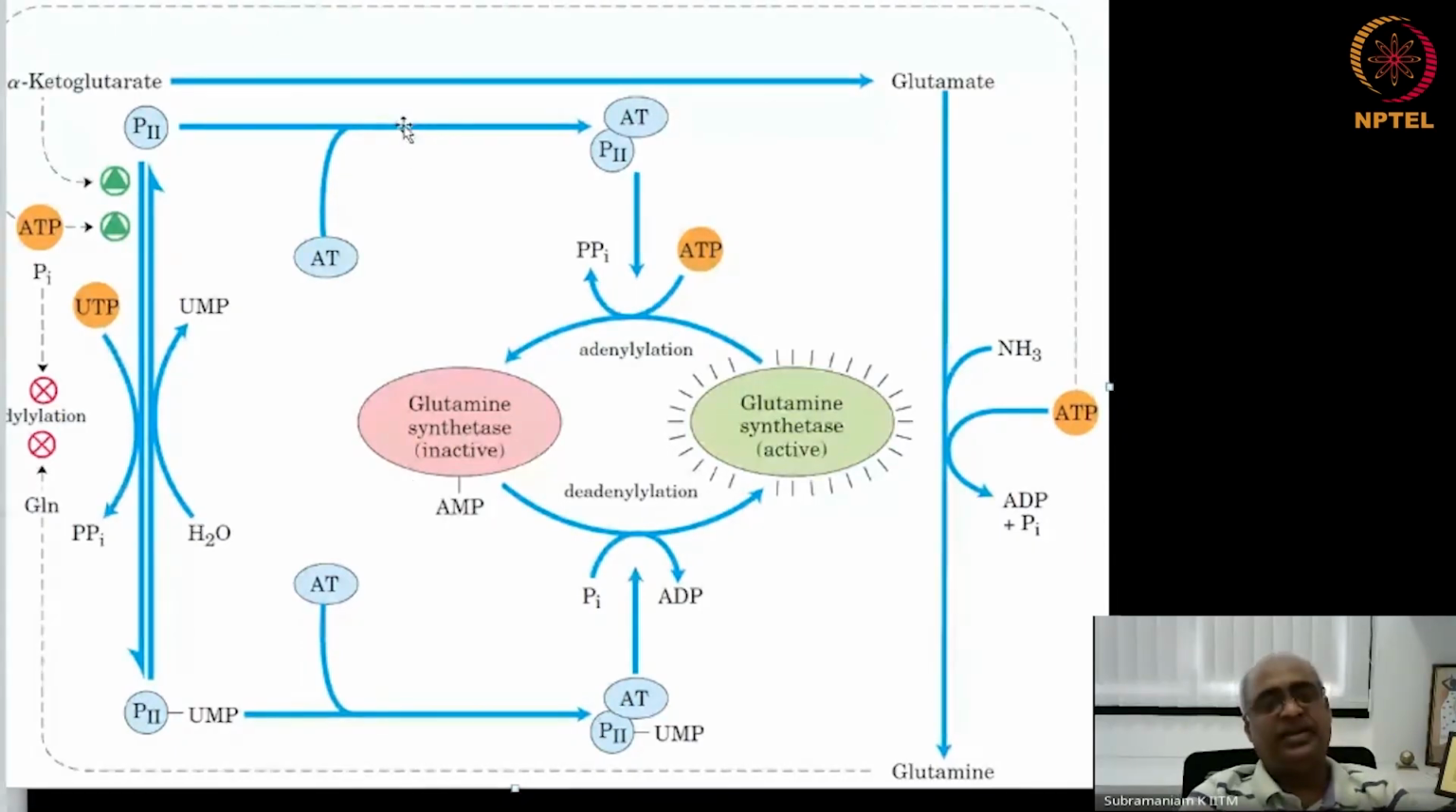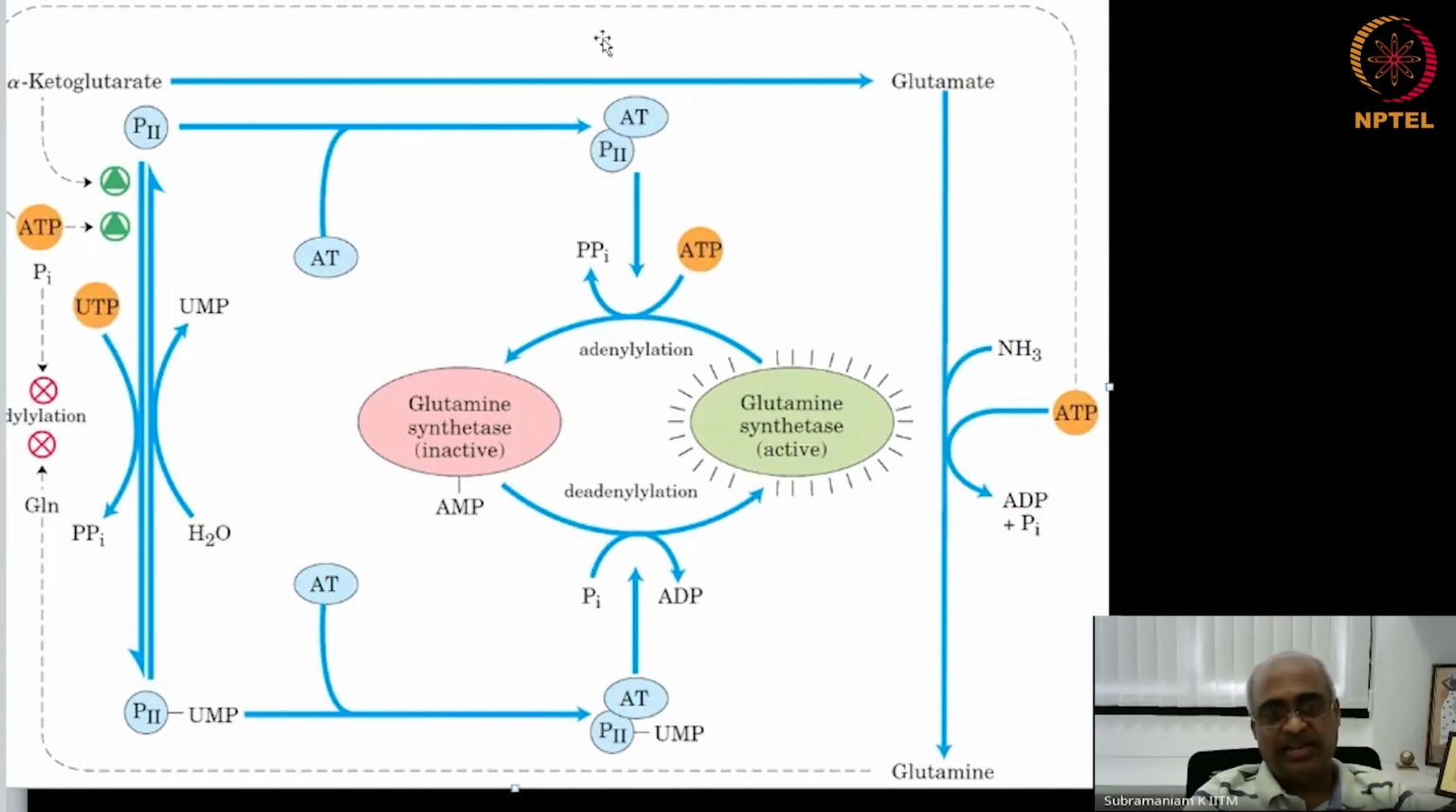So now let us look at who is associated with this AT. A protein called P2, when it associates with AT, it activates the adenylation and inactivates the ammonia fixing enzyme. Okay. On the other hand, if P2 itself is covalently modified by adding an uridyl group, the uridylated version of P2, if that binds to AT, it promotes the deadenylation. Okay, and that would make the enzyme active.